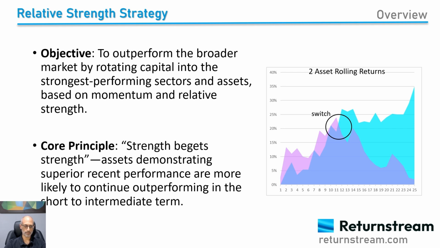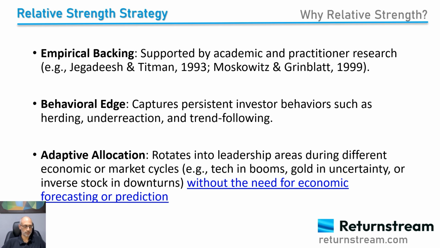And that is depicted in this graphic here. You've got two assets, each one with different rolling performance, and this is where you do the switch. This particular strategy has plenty of empirical backing where it's been supported by academic and practitioner research over the decades. It also captures a behavioral edge. It captures persistent investor behaviors such as herding, underreaction, and trend following.